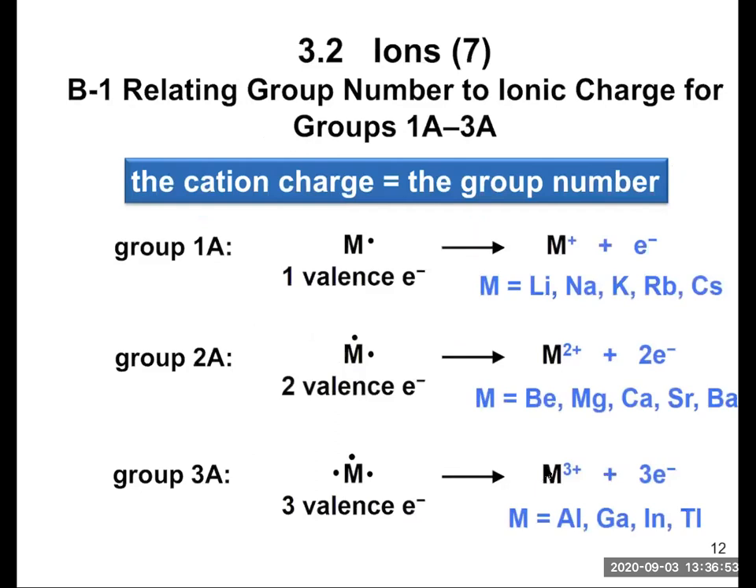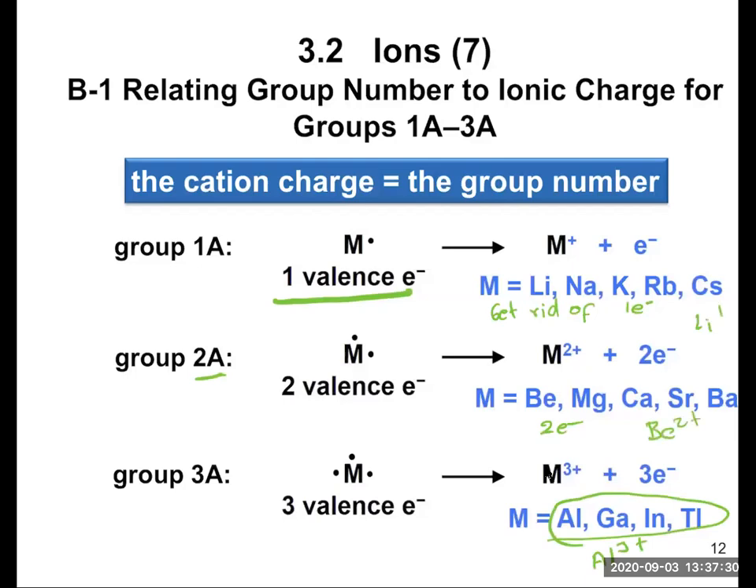Notice here how group 1 has 1 valence electron. They like to get rid of 1 electron. Group 2A likes to get rid of 2 electrons. Group 3A, be careful, 3A is where aluminum is. So here are your 3A groups. They like to lose 3 electrons. They're going to become aluminum 3+. This will be beryllium 2+, lithium +.